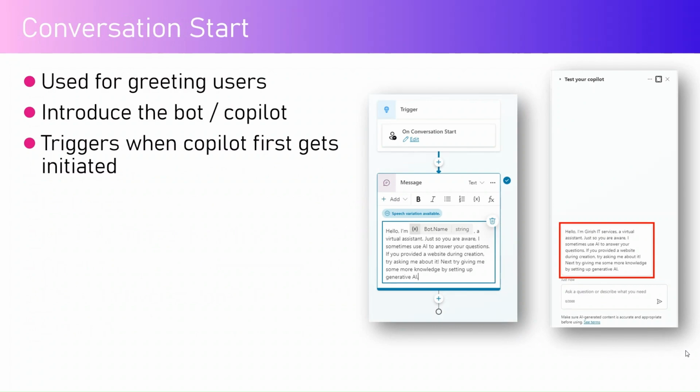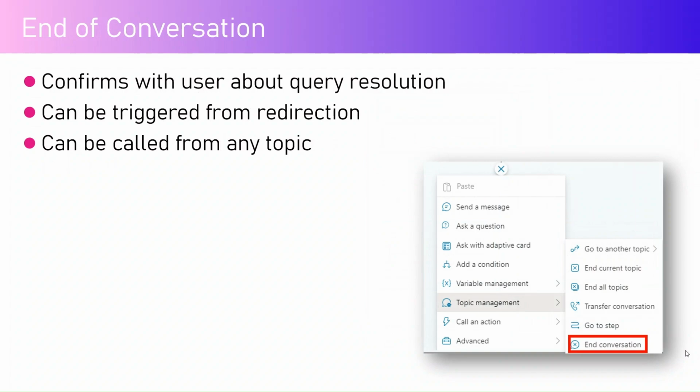Now, this topic is called On Conversation Start. It's a simple topic. You can customize it further. It just displays a message introducing you to the bot and giving you some context around the conversation. Basically, it is used for greeting users, introducing the bot, and it triggers when the Copilot is first initiated. End of conversation. Now, if you want to end the conversation with the Copilot, there is a system topic which basically confirms with the user about the query resolution.